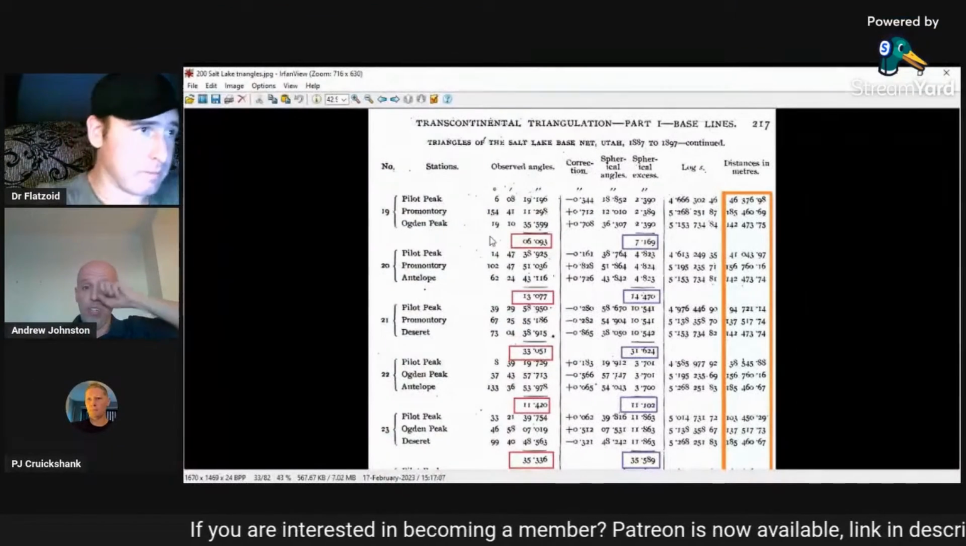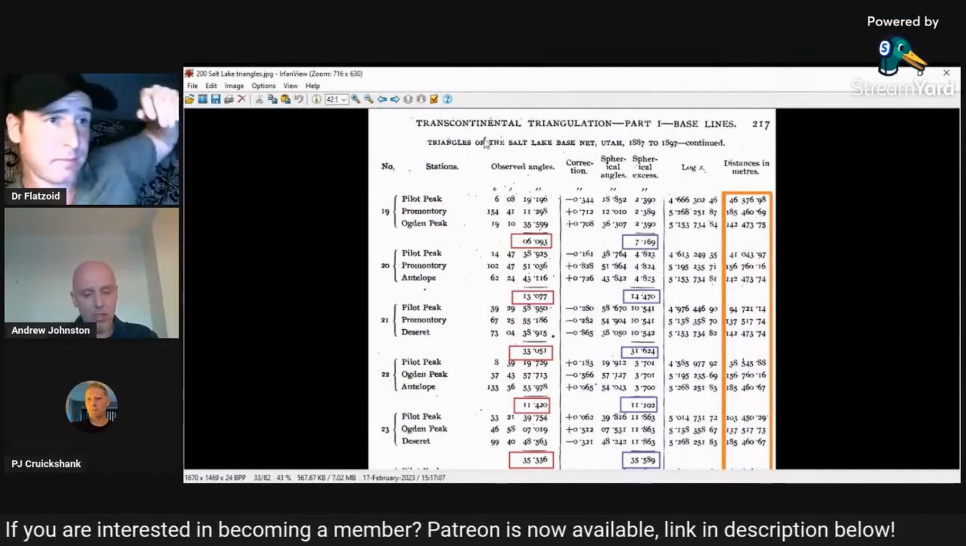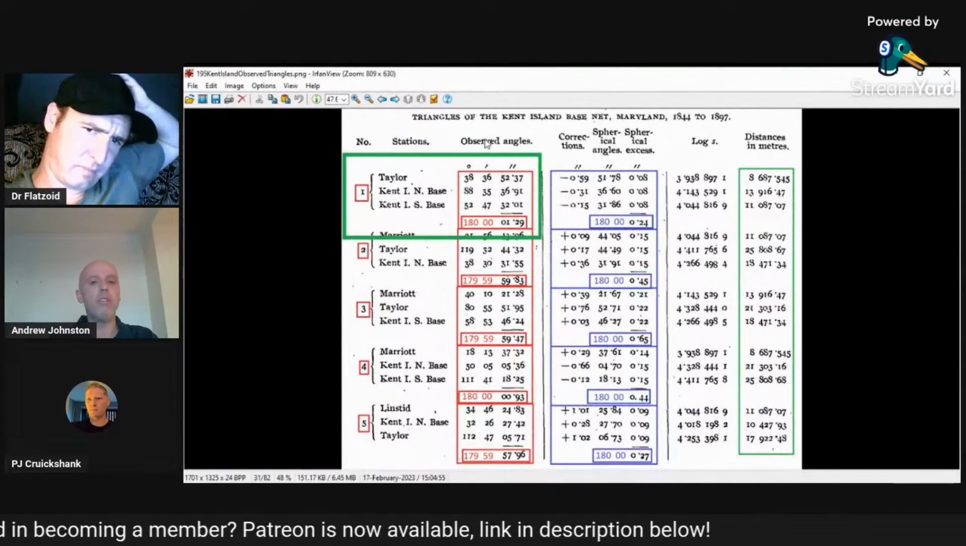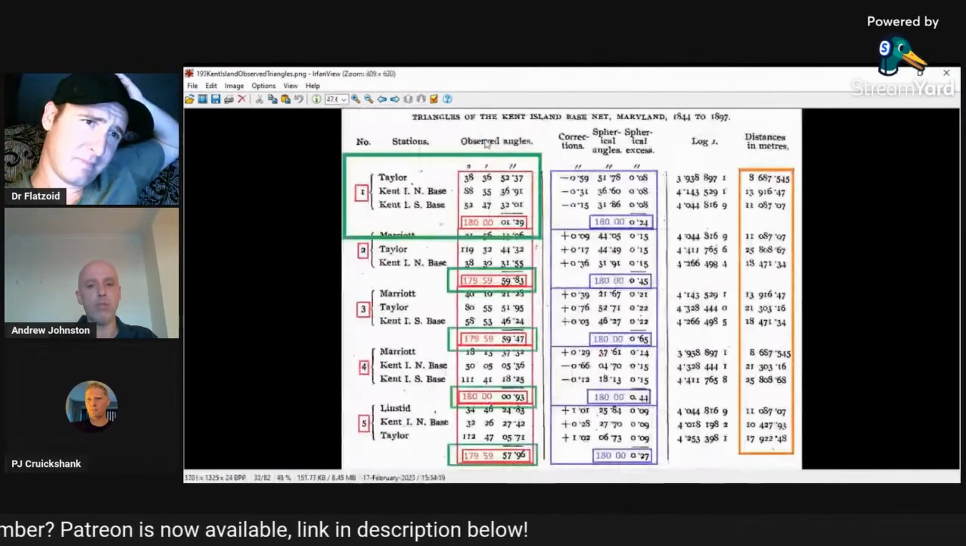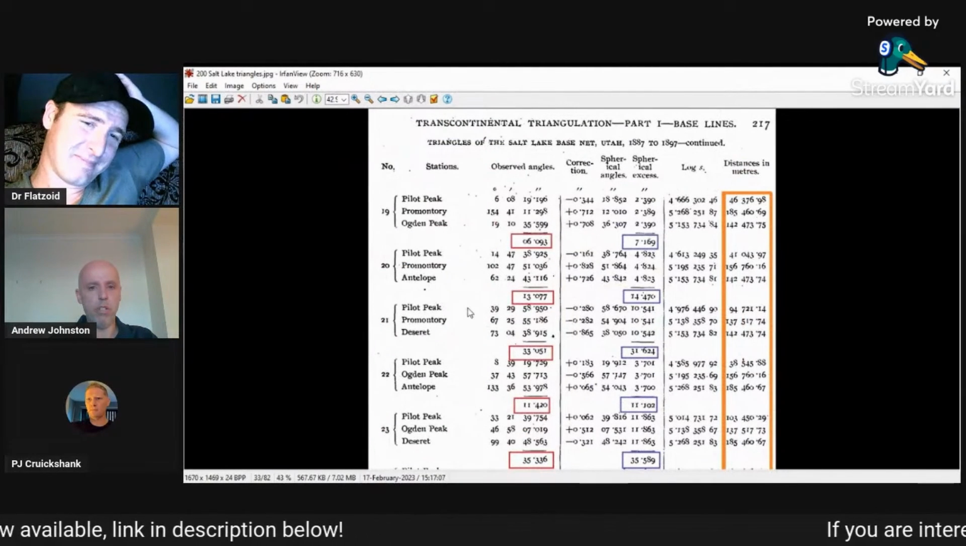I probably should have got one of the other ones. But these are the triangles in the Salt Lake base net. And over on the left, actually, hang on. Right, let's go. Hang on. Sorry, I'm just going to move to the screen that I wanted. Oh, that'll do. We'll go with that one.